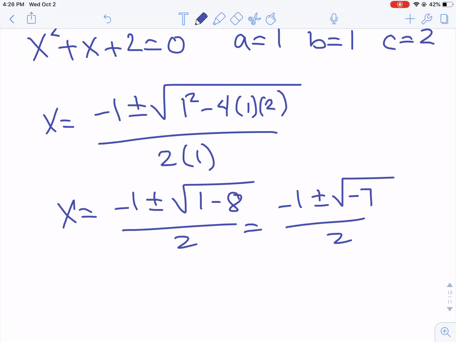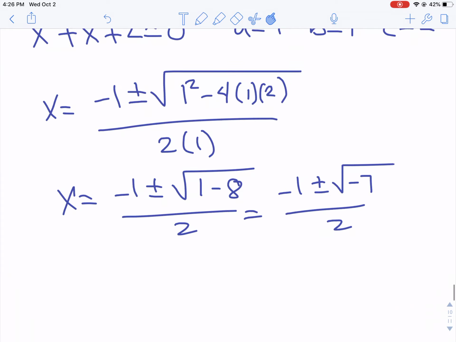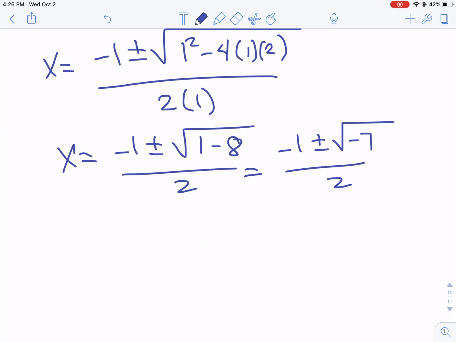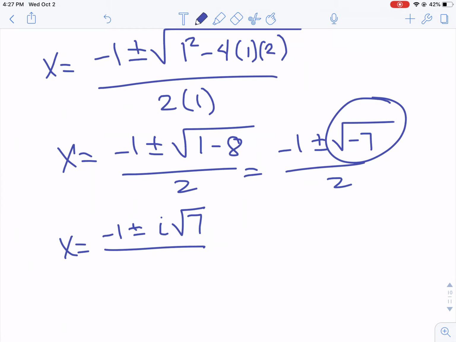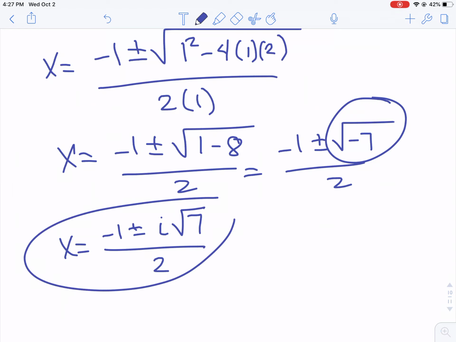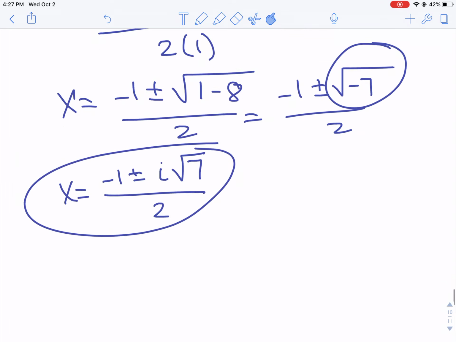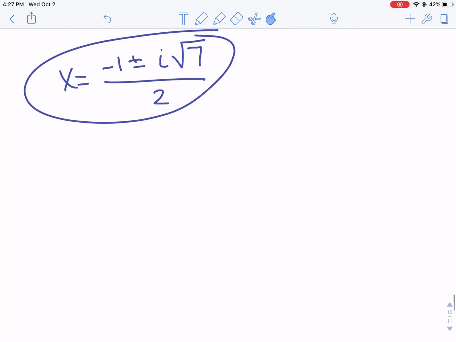Well, you should know that you cannot take the square root of a negative number. So what this is going to end up becoming is x equals, and you can't leave it like that, negative 1 plus or minus i square root of 7, all over 2. The square root of negative 7 has to become i square root of 7. If you can simplify that, simplify it, but you can't, so we're just going to leave it like that. And that's your answer.